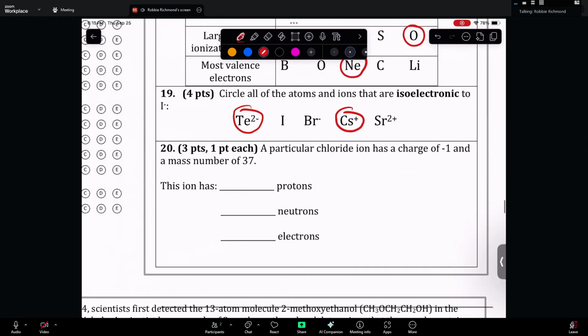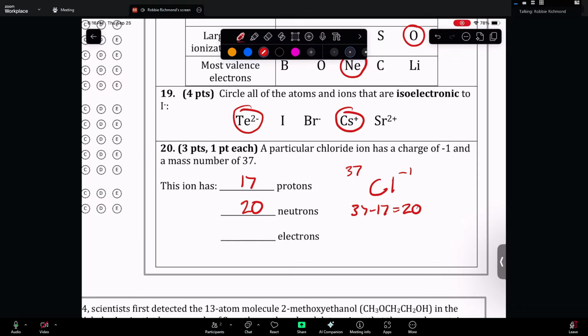Cool. A particular chloride ion has a charge of -1 and a mass number of 37. Let's write that information down. And we're just given protons, neutrons, electrons, and are expected to fill that out. Now, if you look at your periodic table, the identity of an element is determined by how many protons there are. I see 17 above chlorine, so that's going to have 17 protons. And to get a mass number, we add our protons and neutrons to get that 37. So to find the number of neutrons, 37 minus 17 gives us 20.